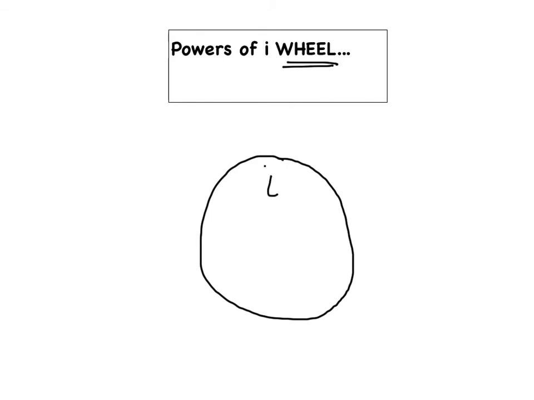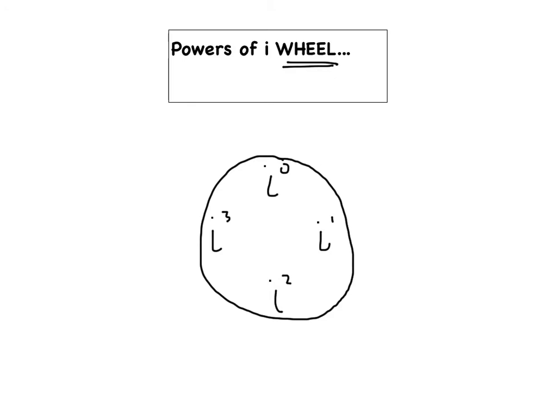Okay, so we have what's called the power of i wheel. And this wheel is really cool because it helps you remember the 4 original outcomes, and we can build off of that. So here's how the wheel goes. I always start with i to the 0, and then i to the first, and then i squared, and then i cubed. If we can memorize these 4 outcomes, you're going to be in great shape.